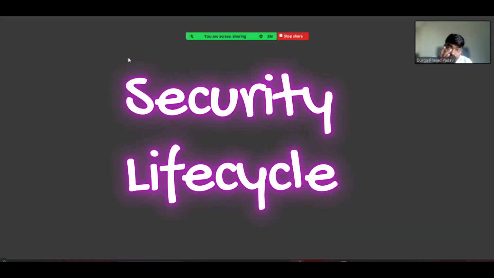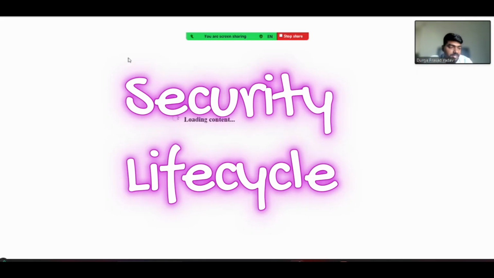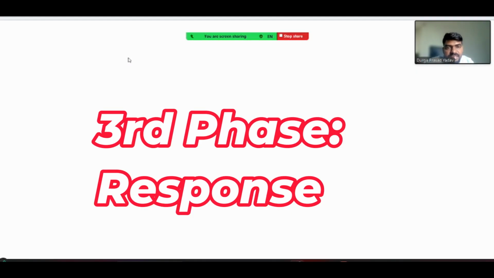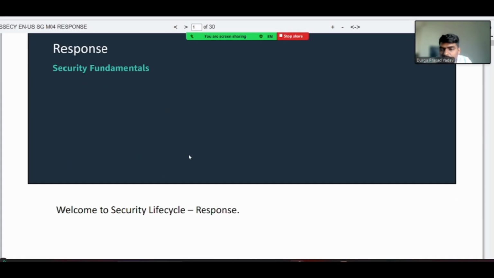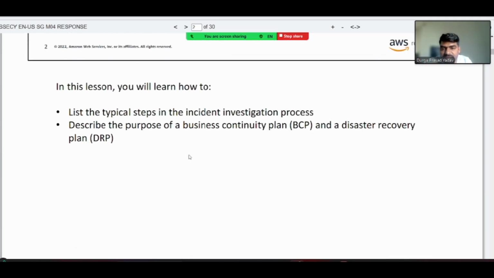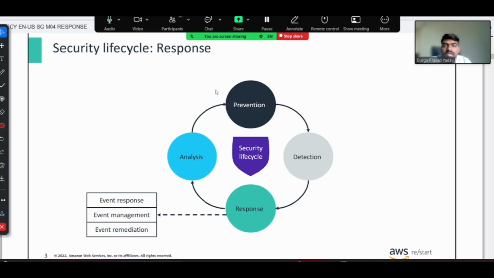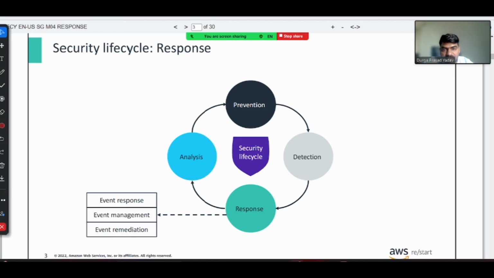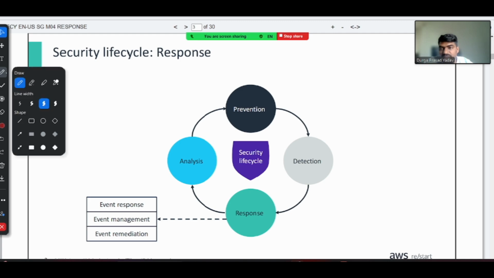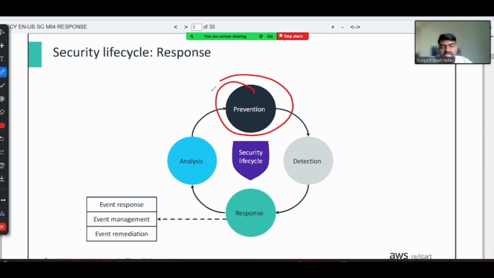It is the third phase of the security life cycle. Basically, when we talk about the security life cycle, we started learning the entire phase of the security life cycle. We started with prevention. We have completed prevention. We have completed detection.